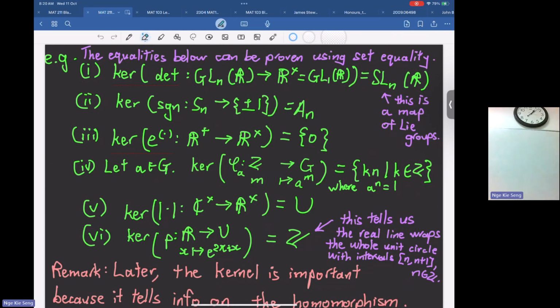The third one. Only the third one, right? Okay. All the others are not. The kernel is not the singleton set with identity. Okay. Only the third one is injective.